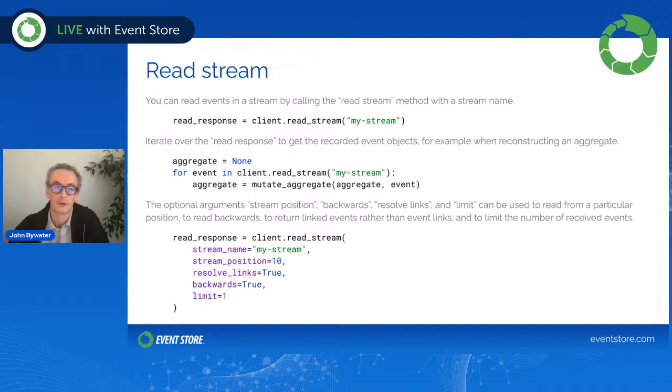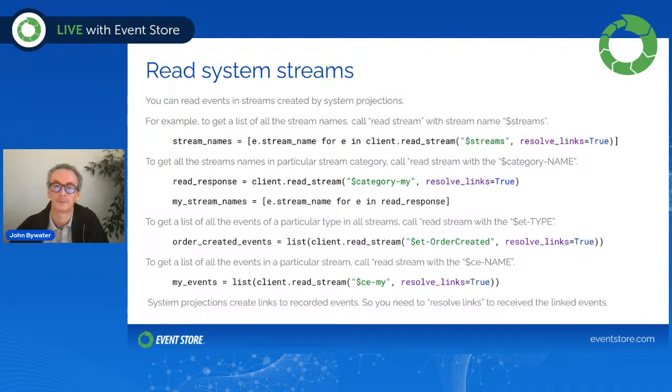There are some optional arguments for readStream, such as stream position, backwards, resolve links, and limit. And these can be used to read a stream from a particular position, to read a stream backwards, to return linked events rather than event links, and to limit the number of received events.